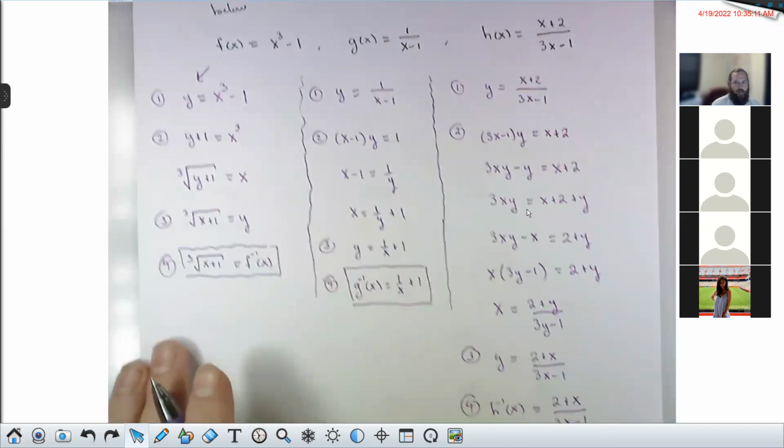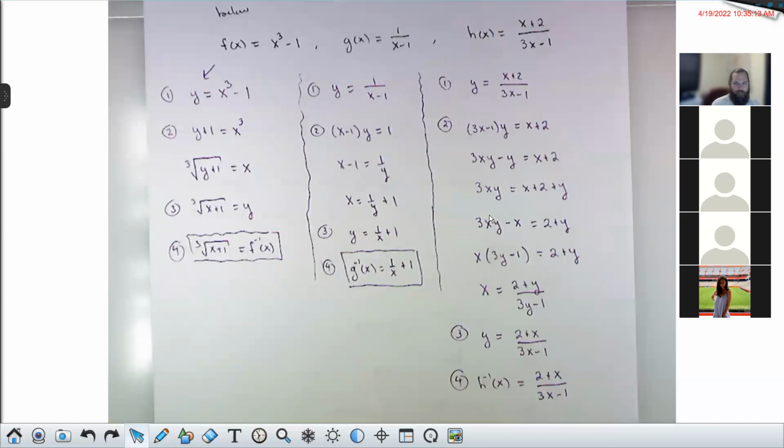And something kind of cool did happen here. The inverse function is 2 plus x, or x plus 2, over 3x minus 1. The original function is (x plus 2) over (3x minus 1). This function is its own inverse. That's actually kind of rare, and functions like that are called involutions, but you definitely don't need to know that. Just a neat fact. All right, we just found 3 inverse functions.